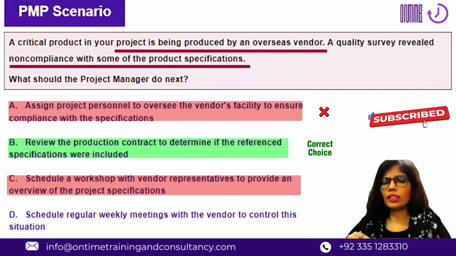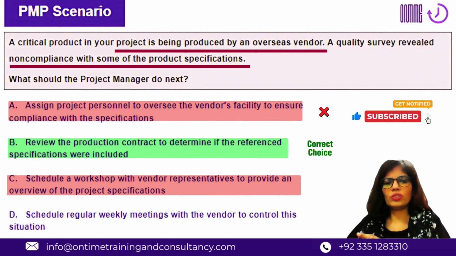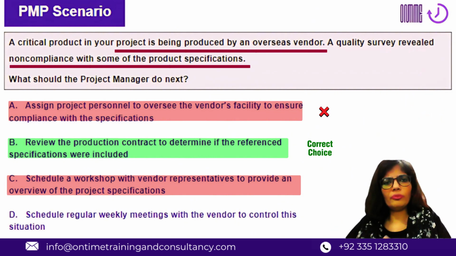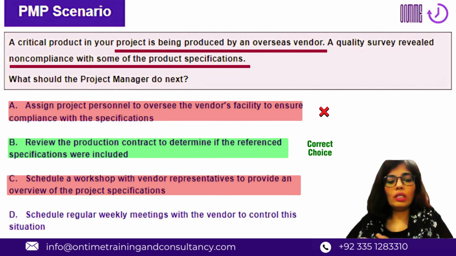This is kind of a distractor. This doesn't make sense in the situation. Scheduling a workshop with the vendor, I mean, that may be needed, but not for this reason. So C is out.